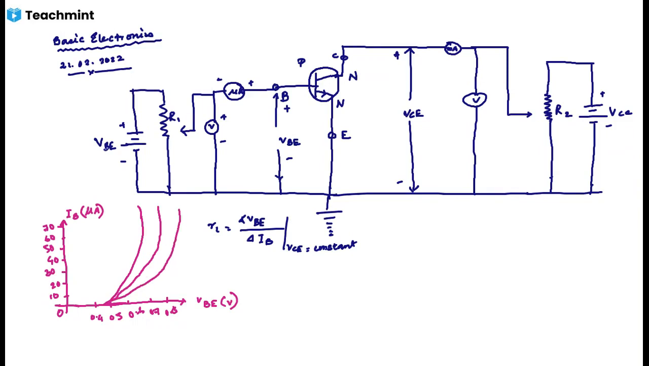So like this the graph will be, okay. So this is VCE 0 volt. This is VCE 2 volt. And this is VCE 4 volt. Okay.